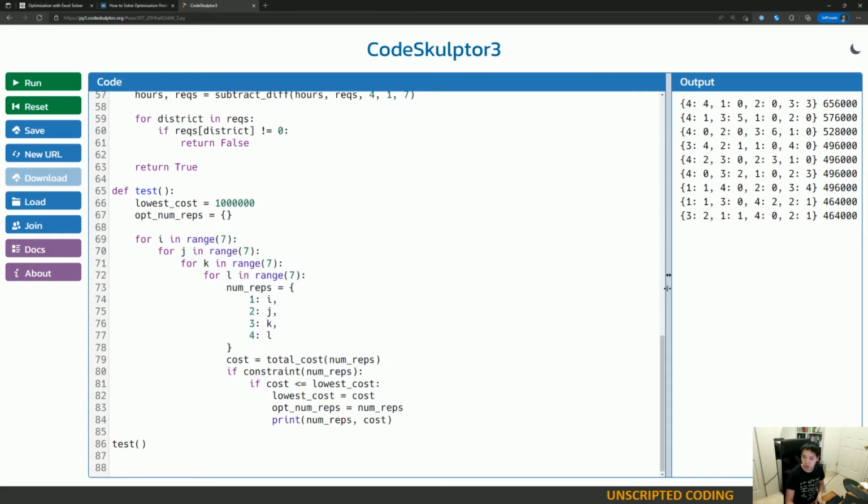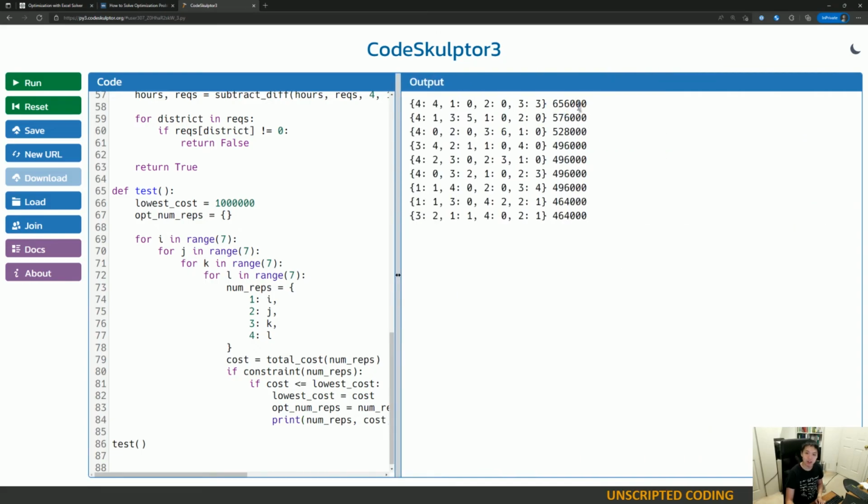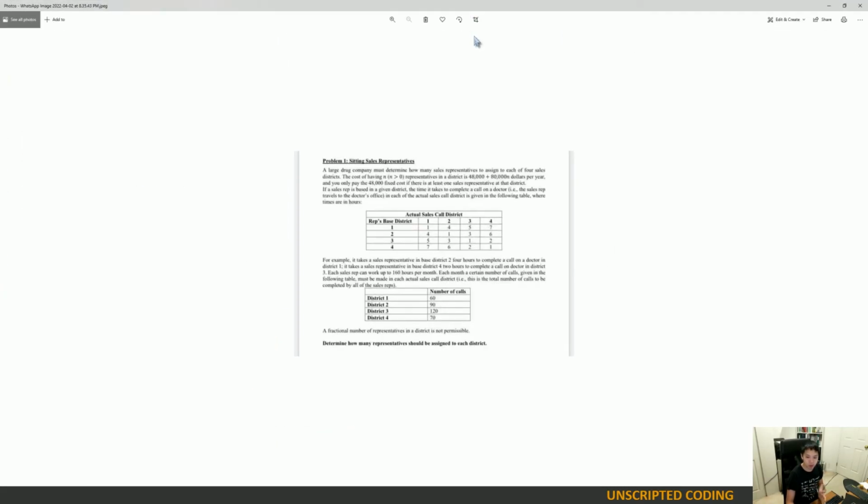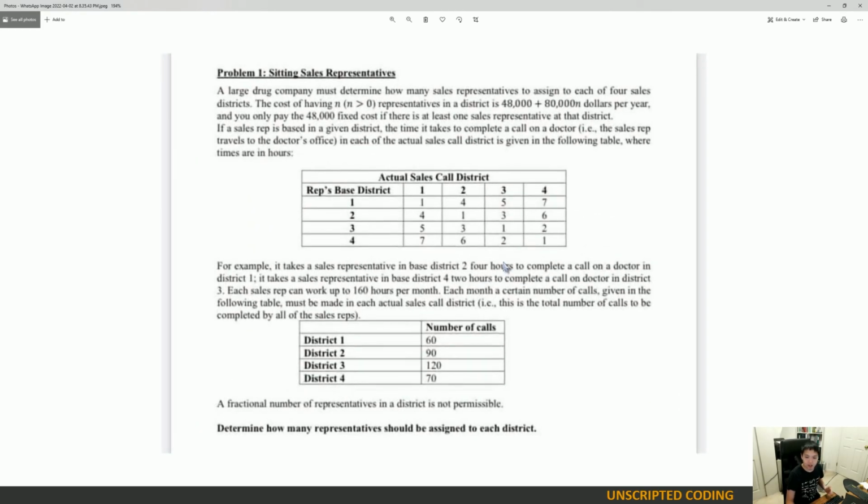All of them, just keeping track of what the lowest cost is. And I print out what the lowest cost is. And in this case, you can see it starts high and it starts trickling down. I just want to see what all the options are. But we get to the two answers we expected. The lowest way we can solve this is $464,000. And it is when we have one representative in District 1, one representative in District 2, and either two representatives in District 3 and 0 in District 4, or 0 reps in District 3 and 2 representatives in District 4.